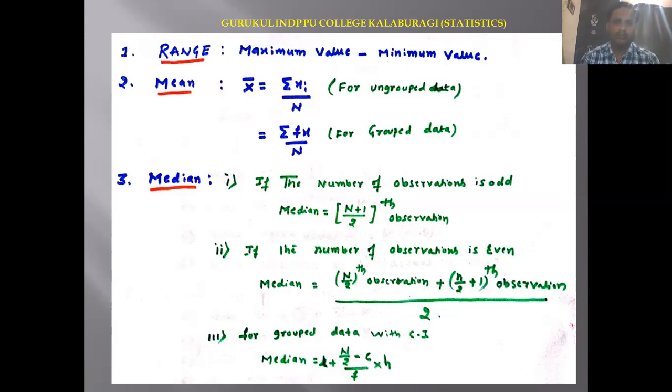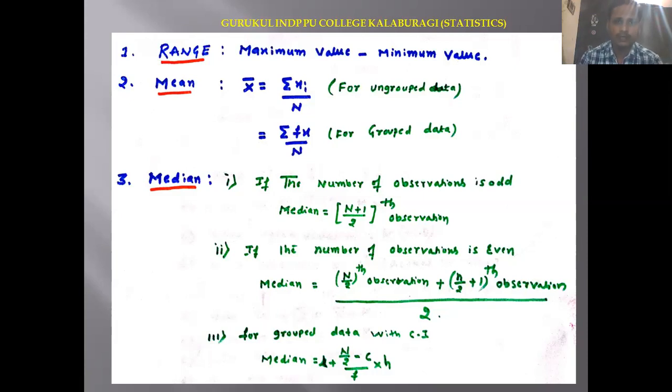Next, move on to grouped data, where the frequency is present. The formula for grouped data will be summation of fi into xi divided by n. Here i ranges from 1 up to the number of data given. So we need to write summation of fi into xi divided by n for grouped data.